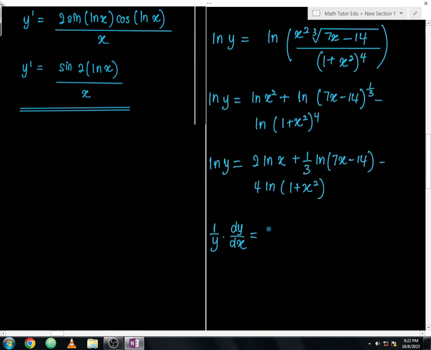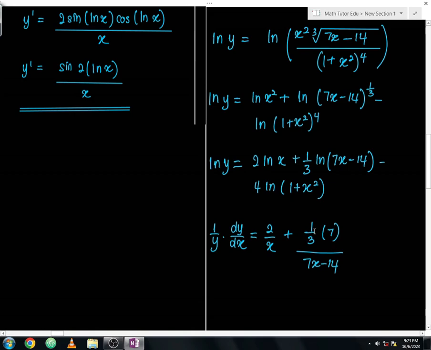So you differentiate, you get 2 over x, because ln x you differentiate, you get 1 over x, guys. And then plus 1 over 3 times ln of 7x minus 14. So from here, 1 over 3, divided by 7x minus 14, and then times the differentiation inside the bracket, in this case is 7.